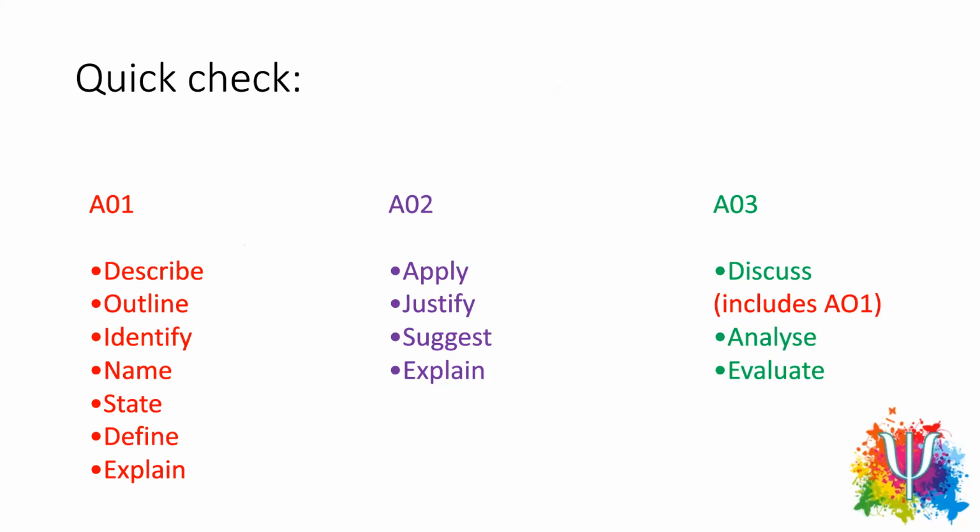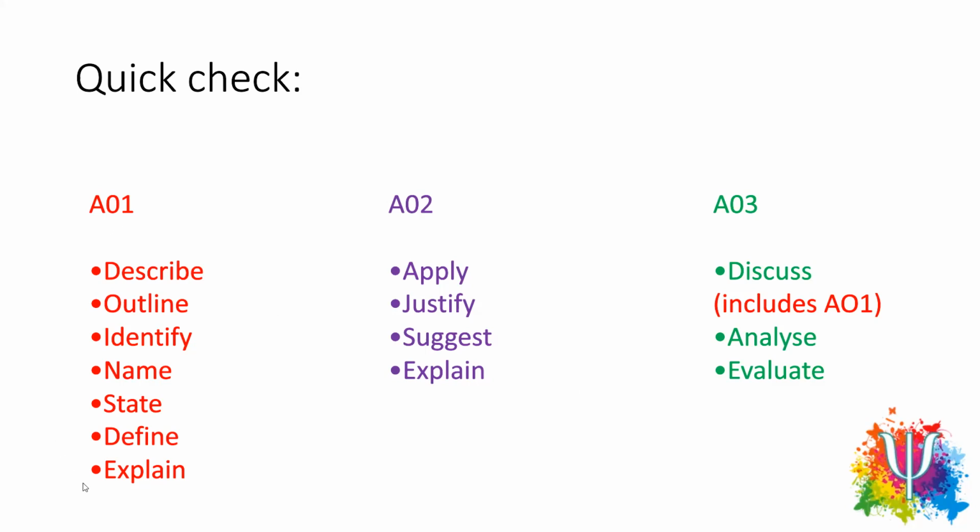Whereas your AO3, be careful if you see the word discuss in a question, that usually means outline and evaluate. Okay, so it has some AO3 content, but it also has some AO1. Whereas analyze and evaluate is purely AO3. Okay, so these are the sort of words that you can expect to see in your questions, as I'm about to show you. And you just need to be able to identify, therefore, what the question is asking you to do.